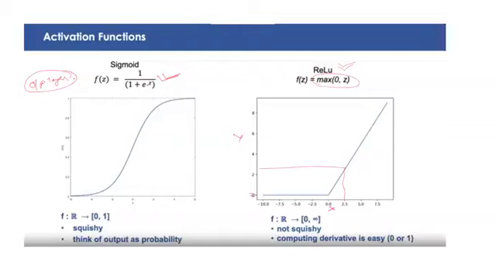But sigmoid, we have seen that sigmoid kind of a transformation we have done in logistic regression, and that is giving us good probability values. So if you want the probability values as the output, then you can use this sigmoid function in your output layer.